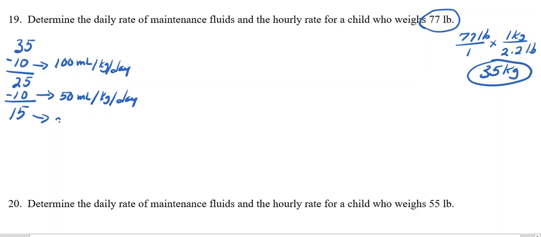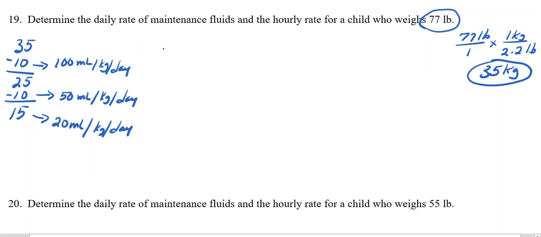And this is going to the 20 milliliters per kilogram per day, because this 20 is for everything that's greater than 20. 15 is everything that was greater than 20. So I multiply it by the 20.